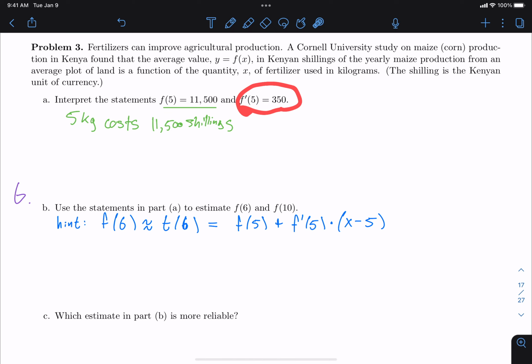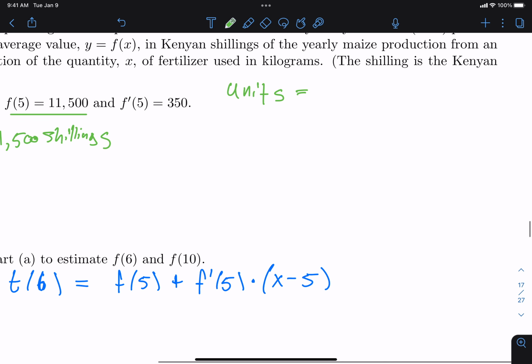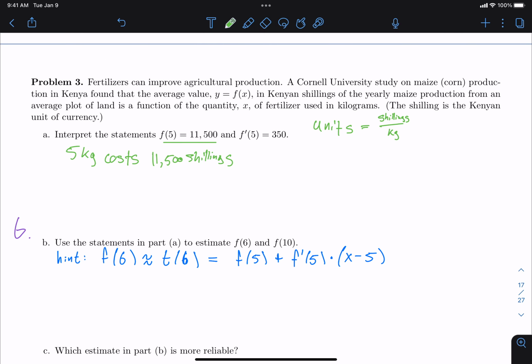It represents how a function is changing. If a function is changing, okay, regarding cost, it's referring to the rate at which the cost is increasing. One way you can see that is ask yourself, what are the units? The units of the derivative function are the units of the function divided by the units of the input, which in this case is shillings per kilogram.